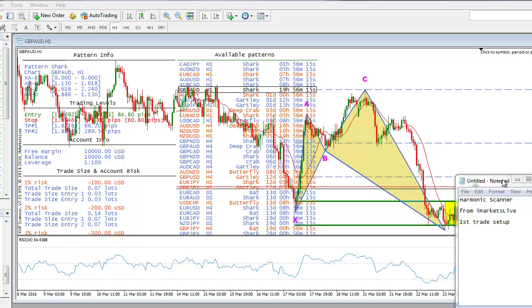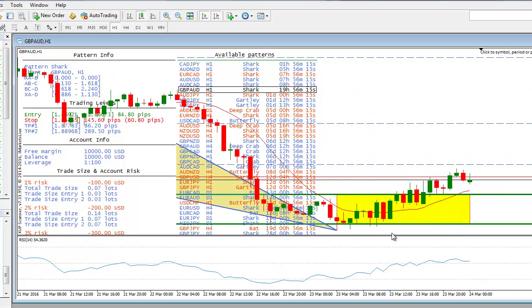So if I move my pad across, we were talking about this bar here. So it opened out here, and then it gave me an entry above here. So I'm in the price zone, because we must enter here, and the stop loss is further down.